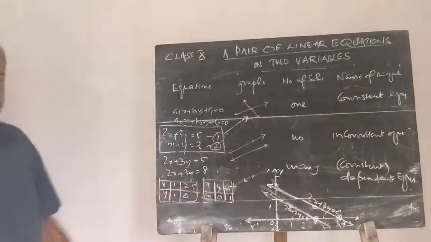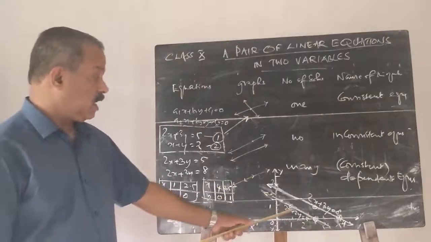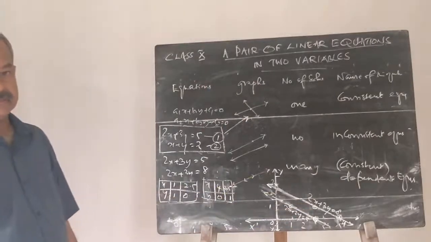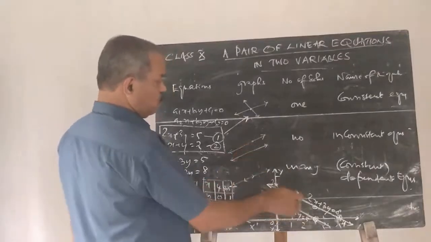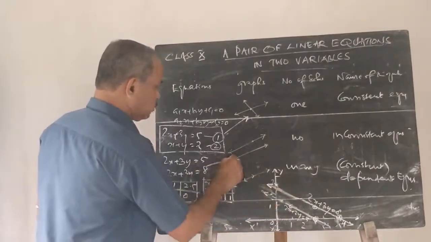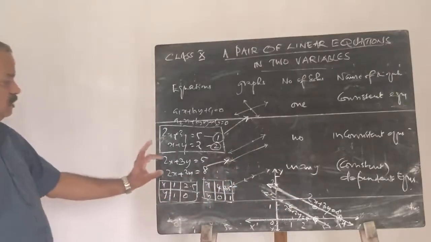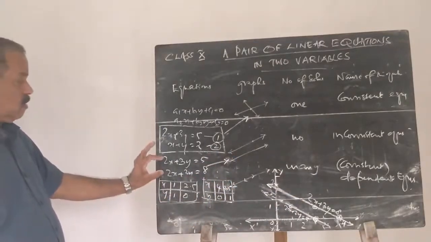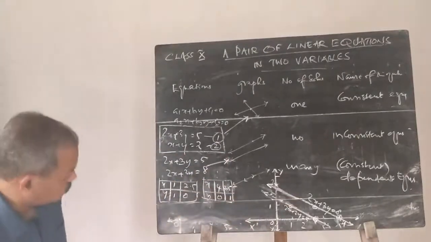Now look at the graph. Do they have any common point? No. They are parallel straight lines. So there is no solution. The graph of these equations is a pair of parallel straight lines.